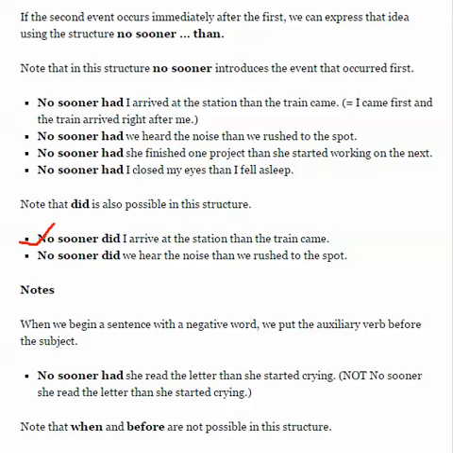Also, while using a negative word, we put the auxiliary verb before the subject. For example, no sooner had she read the letter than she started crying. No sooner she read the letter than she started crying is wrong because we have to put had before the subject, that is she. It is to be noted that when and before are not possible in this type of structure.